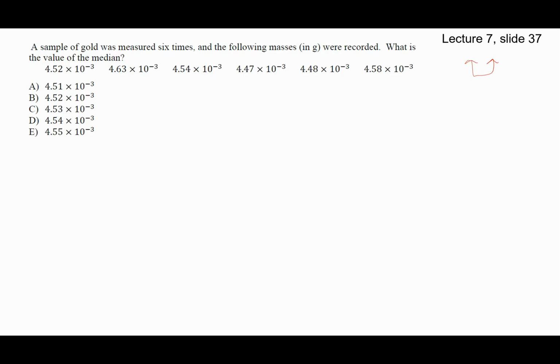We have an even number here, so we're going to have to pick the middle two and take the average. The middle two would be 4.52 and 4.54 times 10 to the minus third, and we're just going to average those two together to get 4.53 times 10 to the minus third.